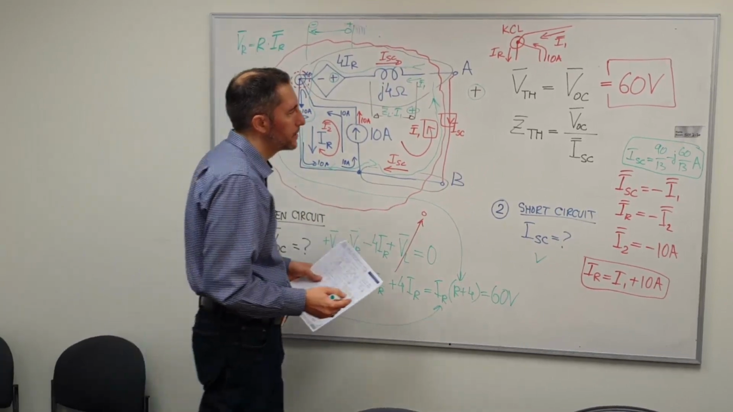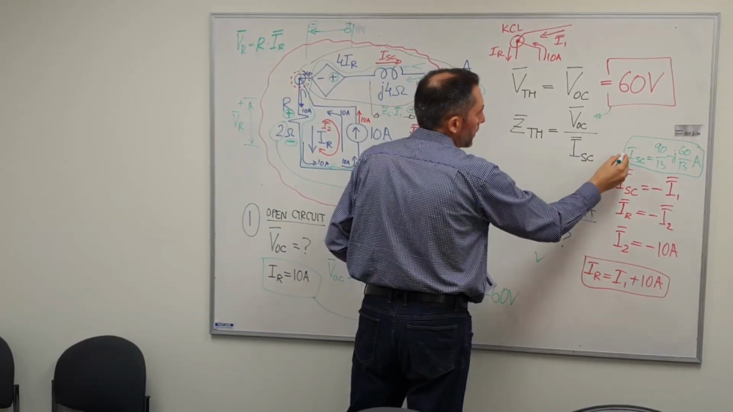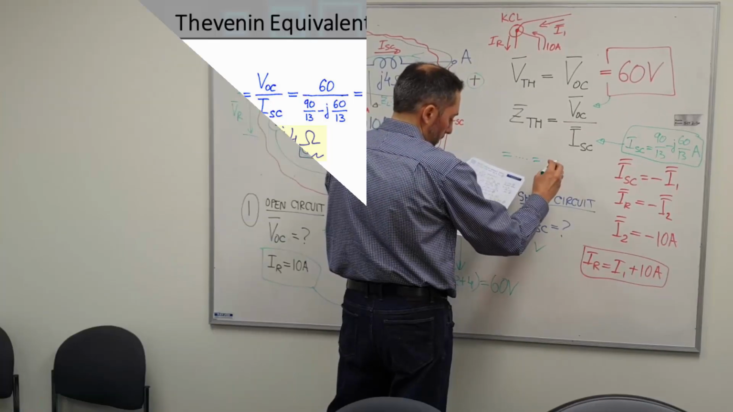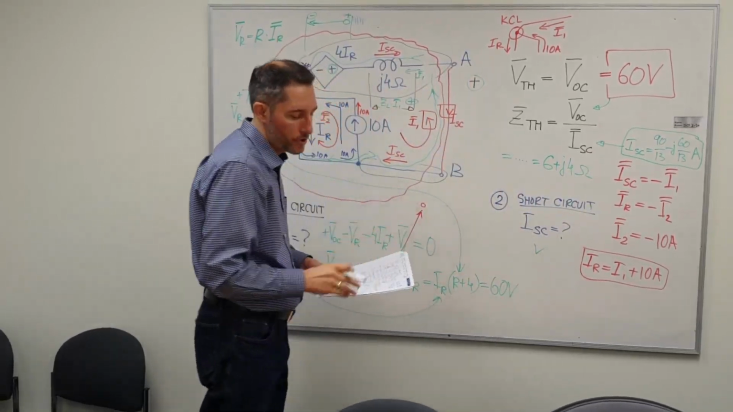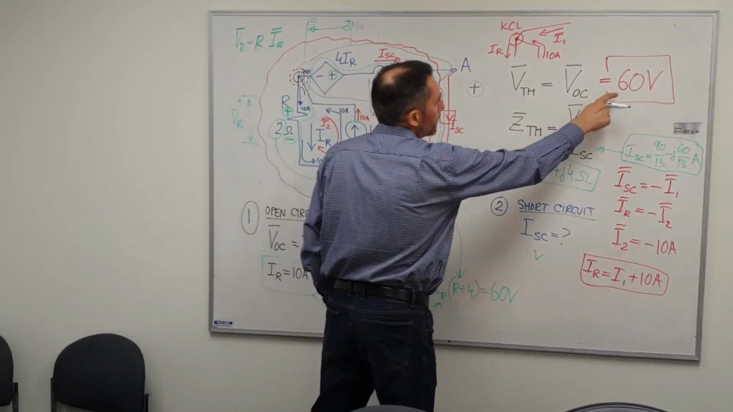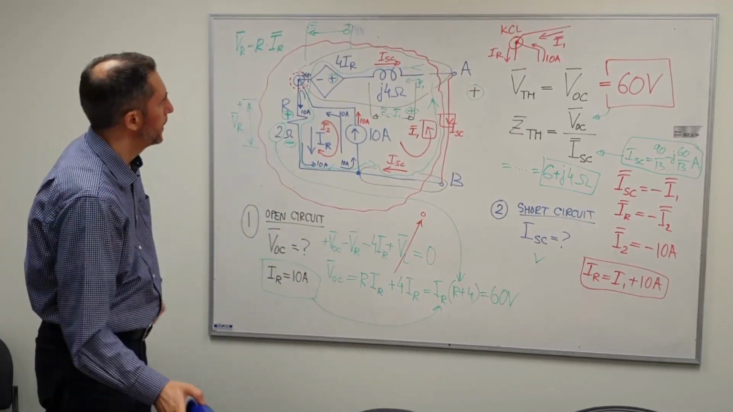So now I have ISC, I have calculated VOC before, I can plug in VOC here, I can plug in ISC here, so then I can calculate my Thevenin equivalent impedance. So again, you will need to be able to divide some complex numbers and so on, but eventually get a very nice number. It's 6 plus J4. So 6 plus J4 being a Thevenin impedance, and 60 volt being a Thevenin voltage source comprise the Thevenin equivalent.